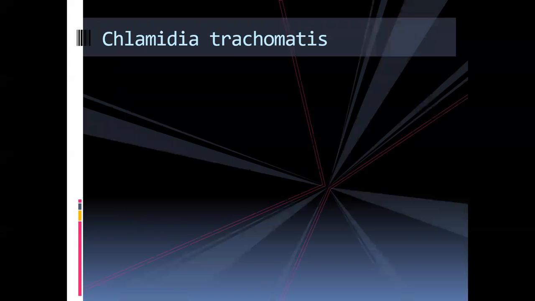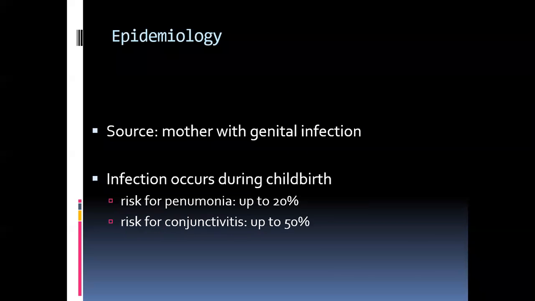Chlamydia trachomatis is also a bacterial infection. Regarding epidemiology, most probably the source of infection is the mother with a genital infection. The infection can be caused by Chlamydia trachomatis from the mother, and it most probably occurs during childbirth, at the time of birth, when they can produce infection.